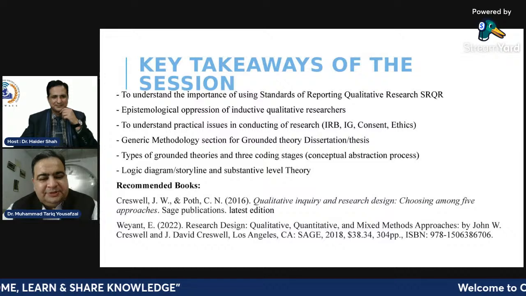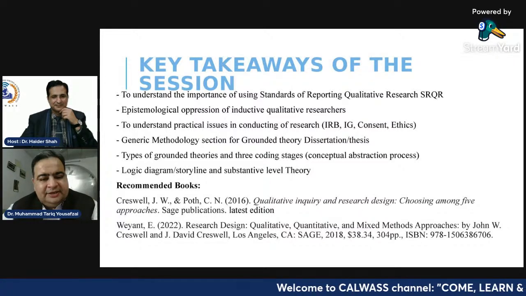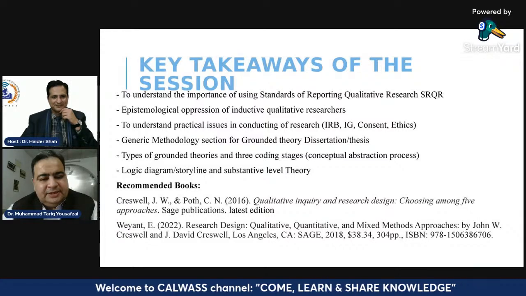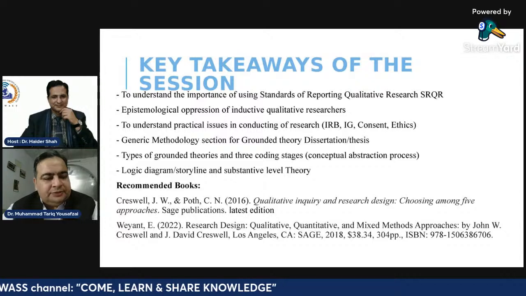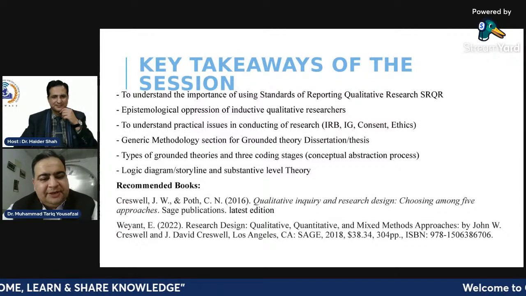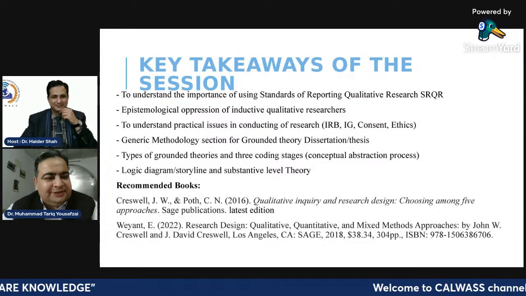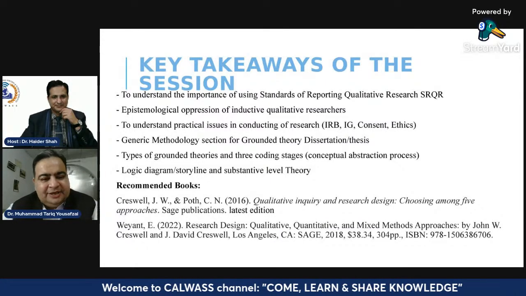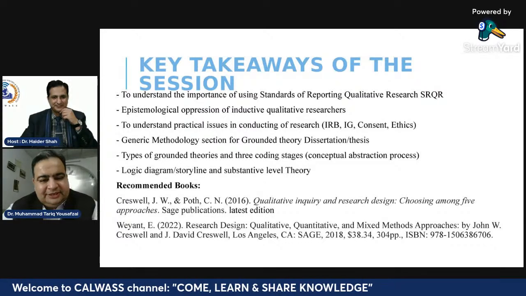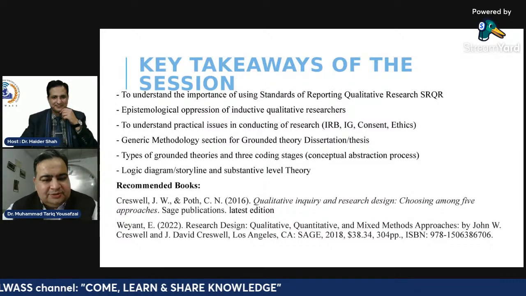Types of grounded theory: obviously two versions. One is abridged and the other is systematic. Glaser and Strauss have come up with two versions. Grounded theory has its origin in sociology, as all of you may know, and there are three coding stages, that is open, axial, and selective coding. Now, the interesting thing about grounded theory is that you create codes.